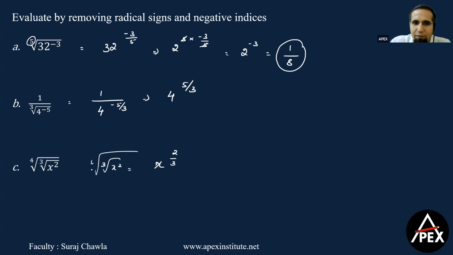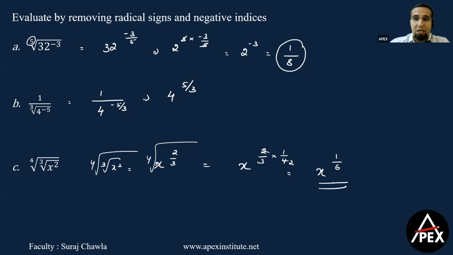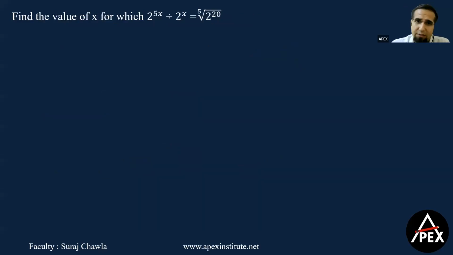Over and above this, I have a fourth root, which means this becomes x to the power 2 by 3 into 1 by 4. So eventually this 2 and this 2 gets cancelled. So we have x to the power 1 by 6 is the simplified form of this question. Clear, guys? So I repeat, whatever is the root given to us, that becomes a fractional index. And that's how we are applying this, right?